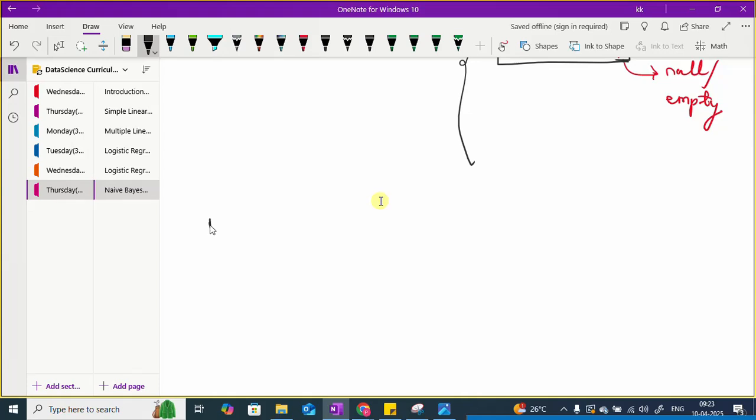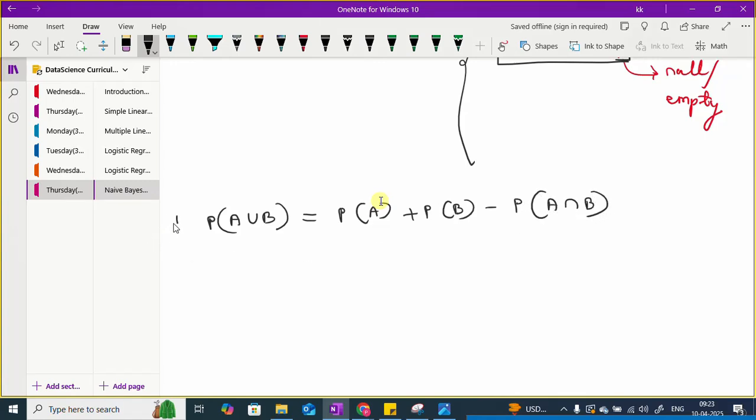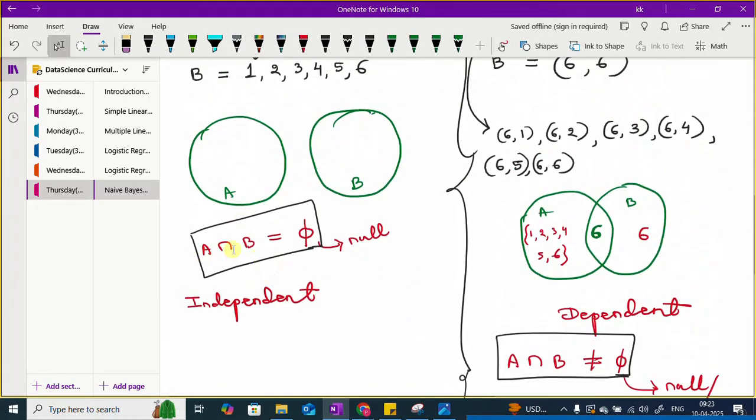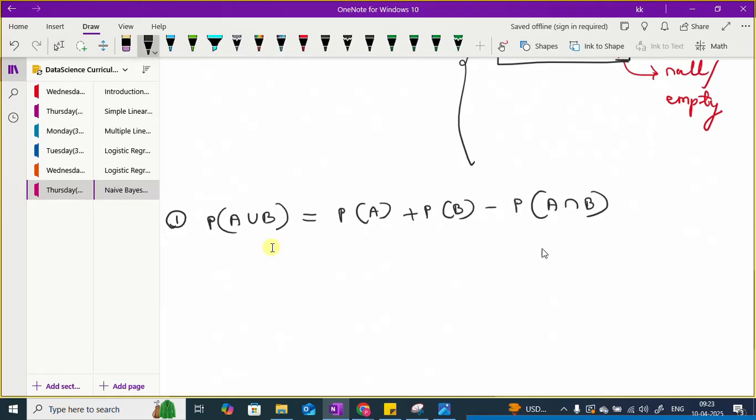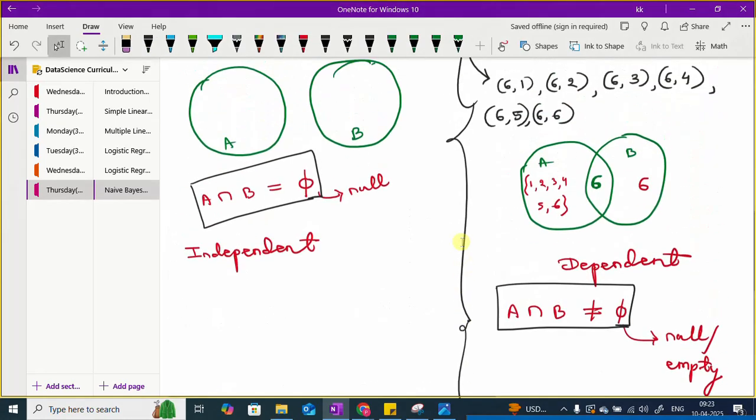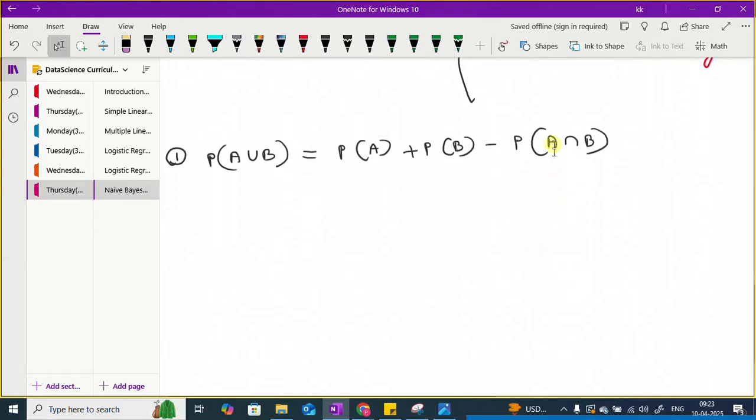Generally, you might have seen different types of equations in mathematics. For example, what is the probability of A union B? It will be probability of A plus probability of B minus probability of A intersection B. Let's say this is equation 1. Now, in scenario 1, as A intersection B is equal to phi, that term will be 0, so probability of A union B is equal to probability of A plus probability of B. That's all. But in the second scenario, as this is not phi, this formula remains as it is.